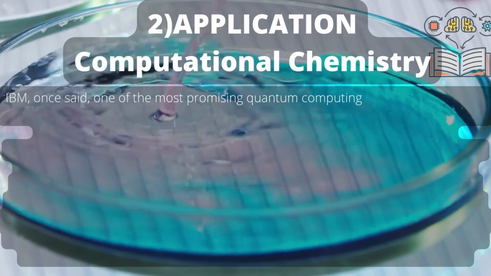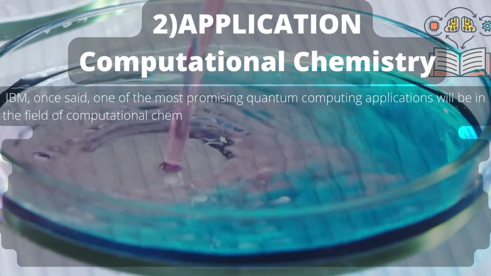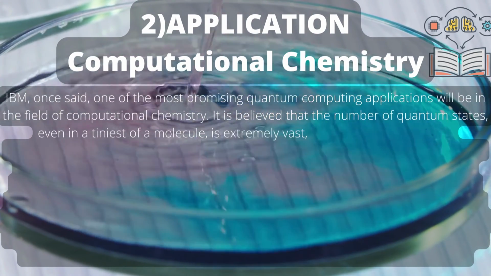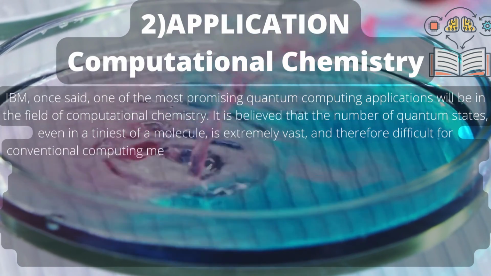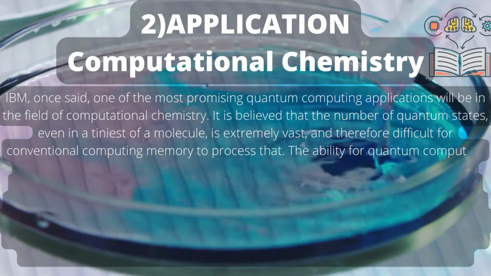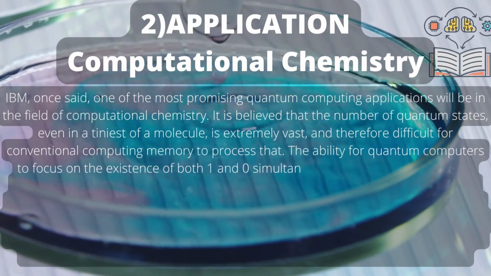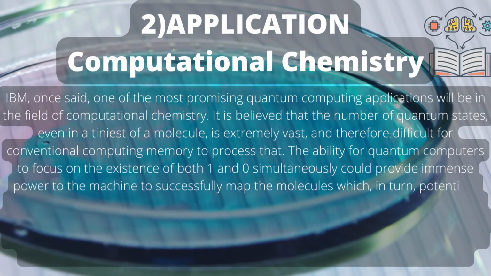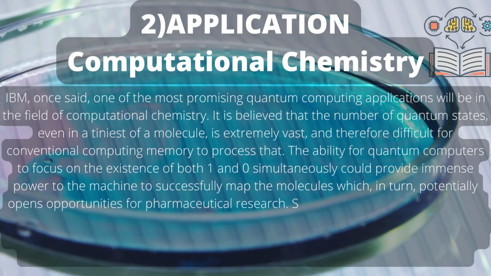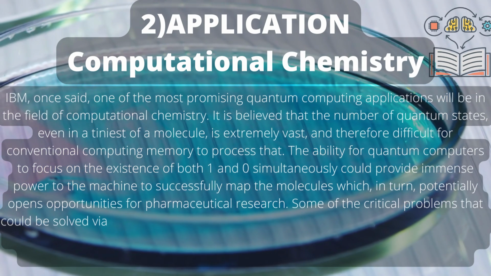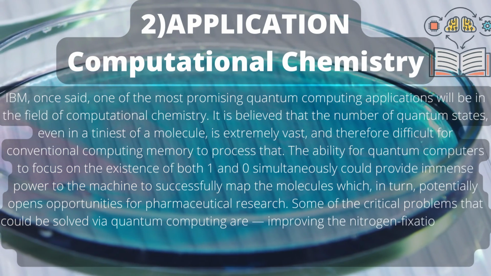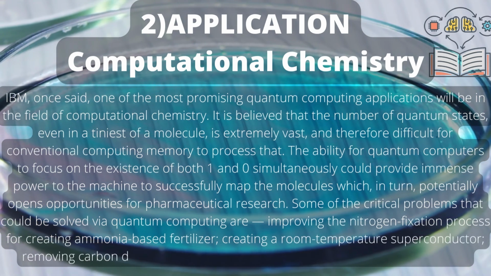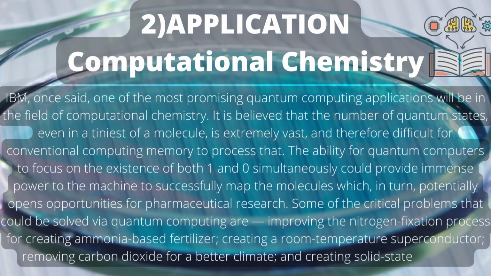The second is computational chemistry. It is believed that the number of quantum states, even in the tiniest molecule, is extremely vast and therefore difficult for conventional computing memory to process. The ability of a quantum computer to represent both 1 and 0 simultaneously could provide immense power to the machine to successfully map the molecule, which in turn potentially opens opportunities for pharmaceutical research, improving the nitrogen fixation process for creating ammonia-based fertilizer, or creating a room temperature superconductor.